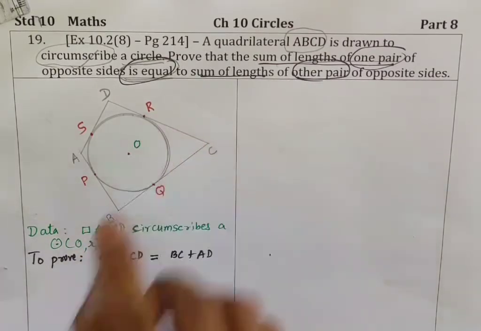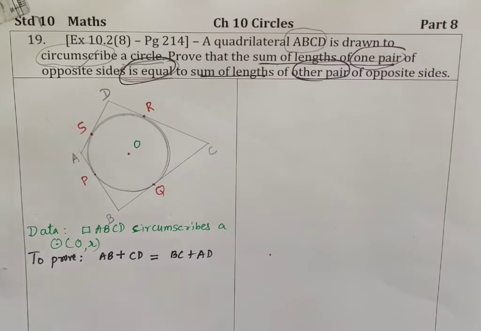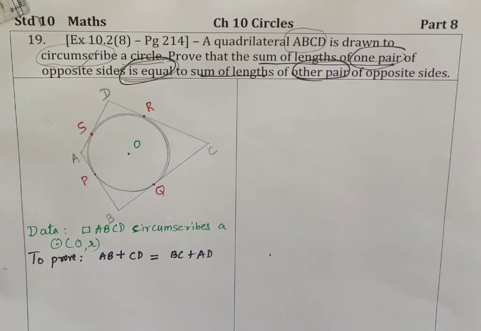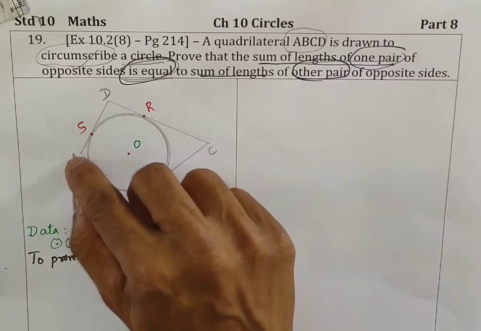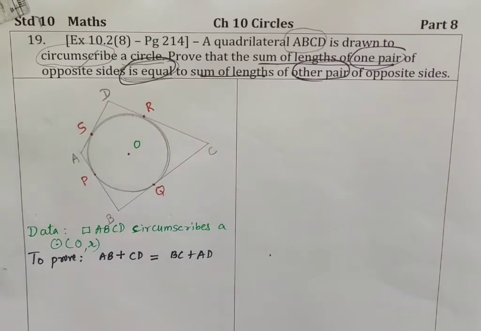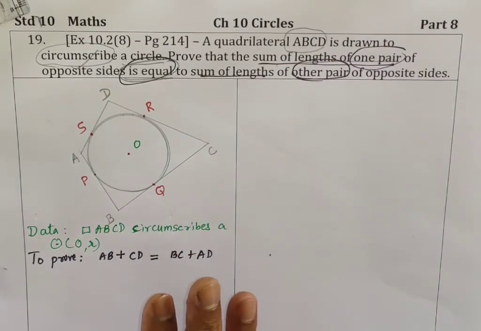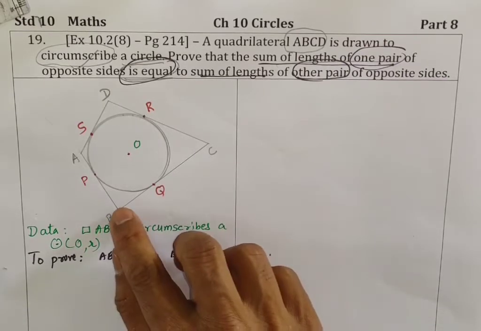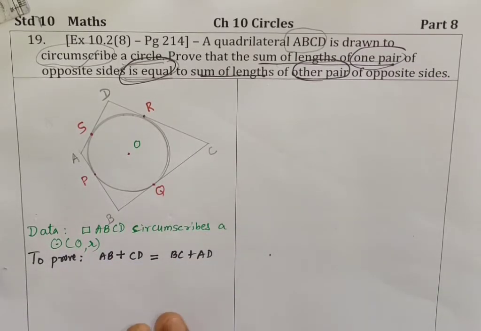CQ equal to CR, is that so? DR equal to DS, is that so? And AS is equal to AP. So at all four corners, we can apply theorem 10.2, which says if tangents are drawn from a point in the exterior of a circle, then their lengths are equal. So here, are you getting me, children?